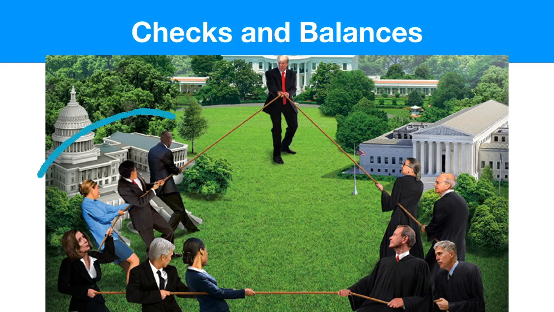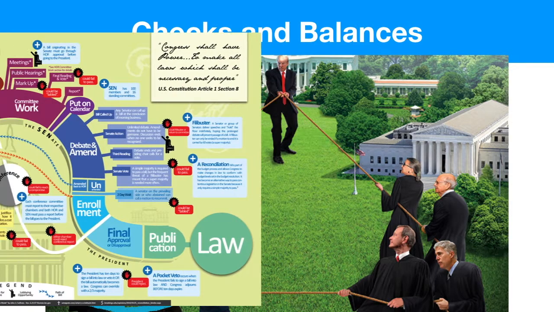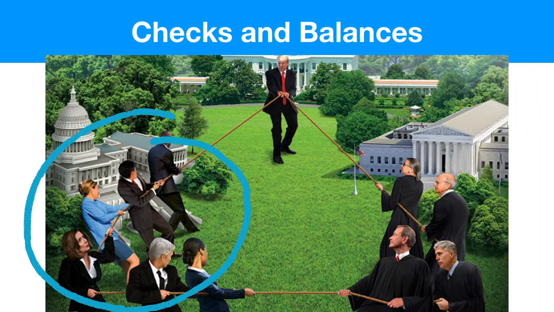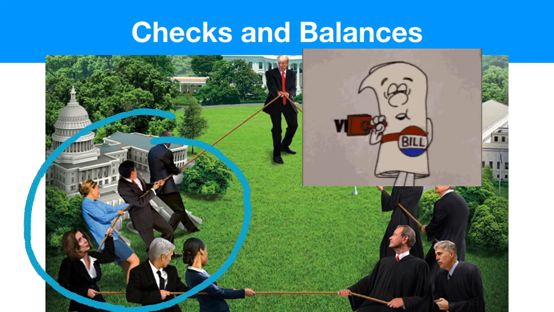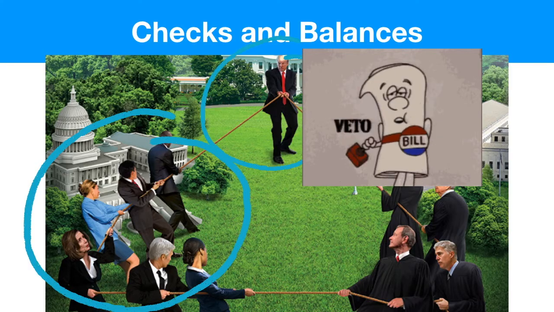Alright, let's see this in action. So take the legislative branch. Their job is to make laws, and they go through this horrific process of making a law, and they send it to the president. Now, the president really has two choices here: to sign the bill and make it a law, or to veto it.